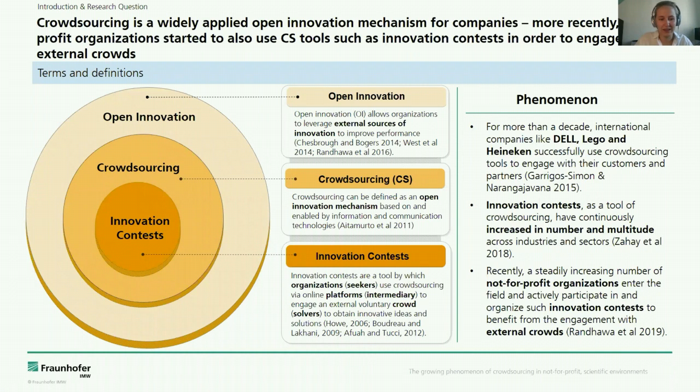So let's get started. Open innovation allows organizations to leverage external sources of innovation to improve their performance. One way to do so is to use crowdsourcing tools to engage with external crowds. Crowdsourcing can be defined as an open innovation mechanism based on and enabled by innovation and communication technologies. A very common way to bring crowdsourcing tools into practice is by conducting innovation contests.